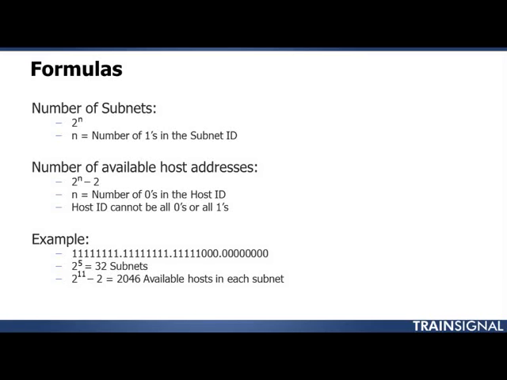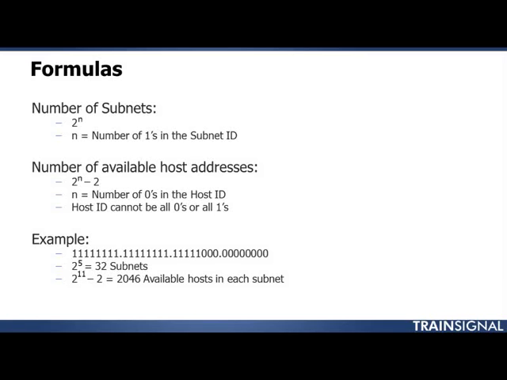But more specifically, I want to point out the fact that after taking away those 5 zeros, we're left with 11 zeros, representing the number of bits that are going to be in the host ID. And 2 to the 11th minus 2 is 2,046 available hosts in each of those subnets.